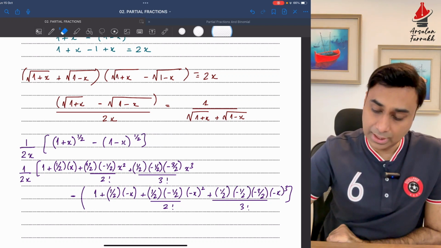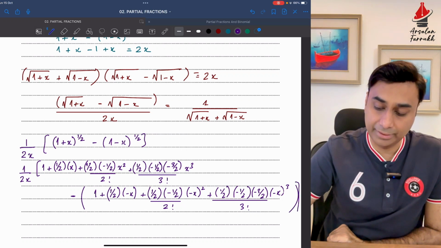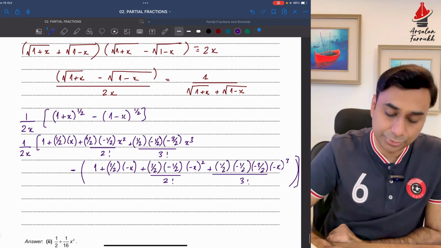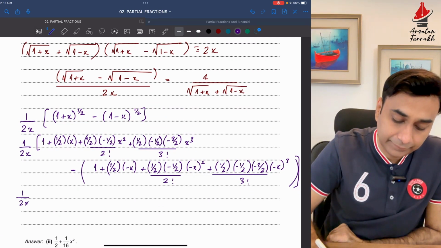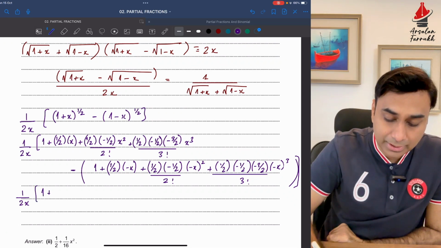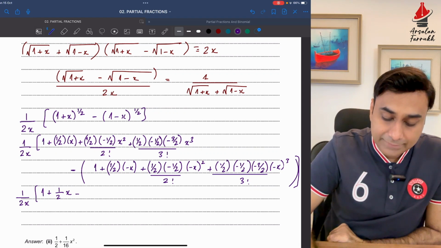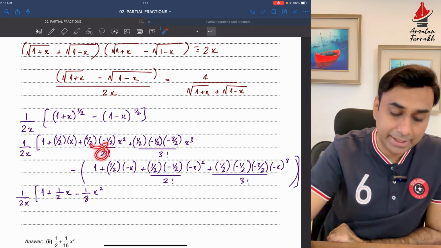Now, once I am able to do this, don't forget that the entire thing is getting divided by 2x after I do my simplification. So this is 1 over 2x. Now let's start simplifying it. This is going to be 1 plus half x minus 1 over 8x square. That's because 2 times 2 becomes 4, 4 times 2 becomes 8.